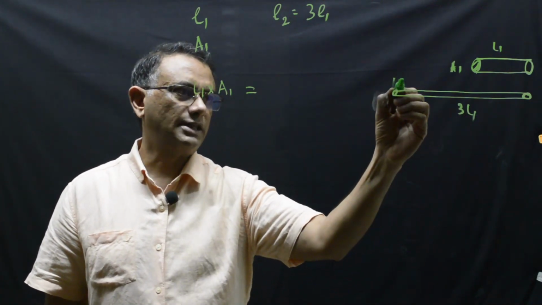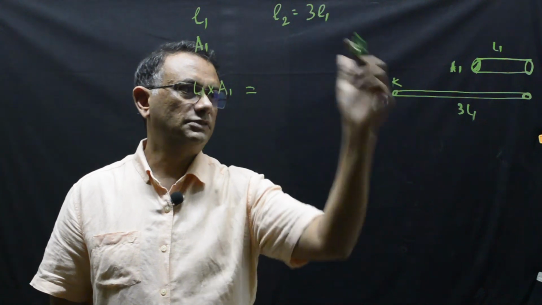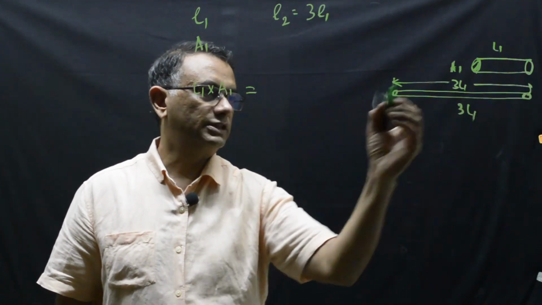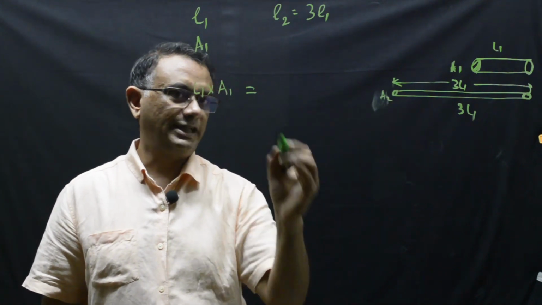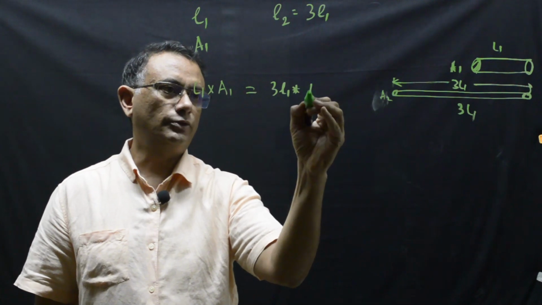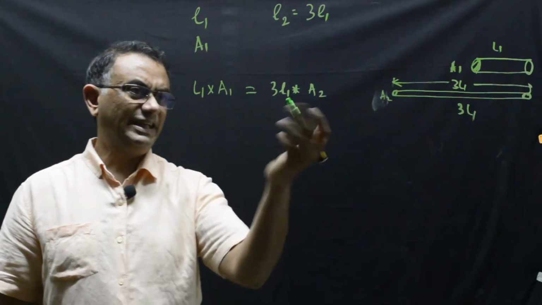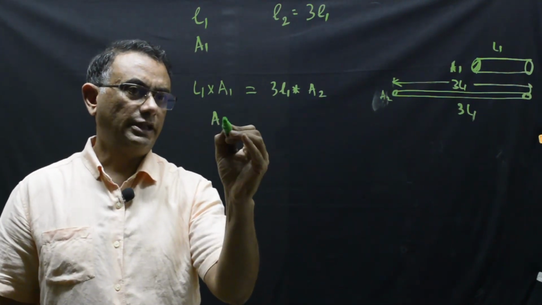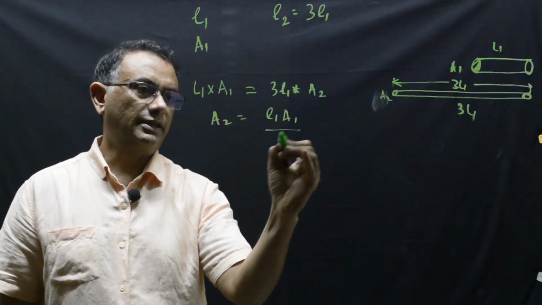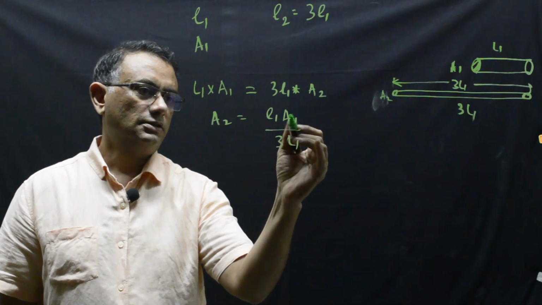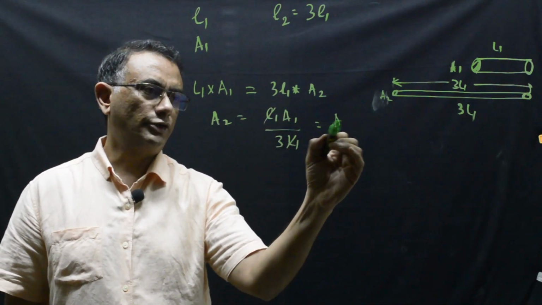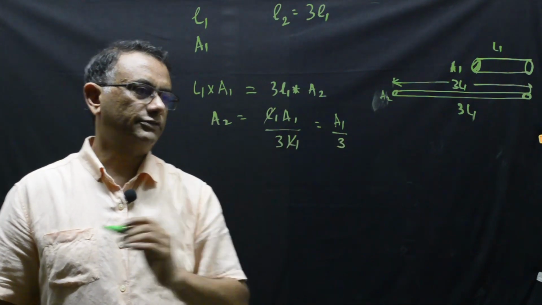In the second case, what has happened? This length has become 3L1, and we don't know what its area is going to be, so we're just going to say it as A2. So this is going to be 3L1 times A2. Then we'll see here, what is A2 now? A2 is nothing but L1 into A1 divided by 3L1, right? That means A2 is going to be 1/3 of A1.